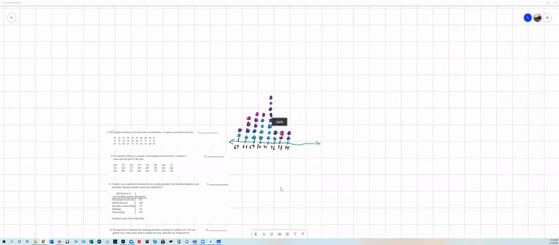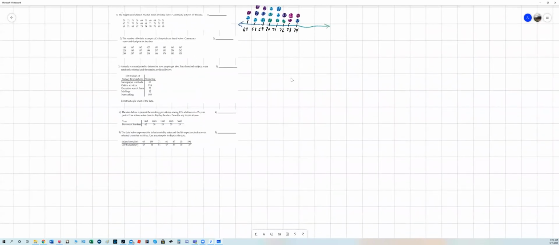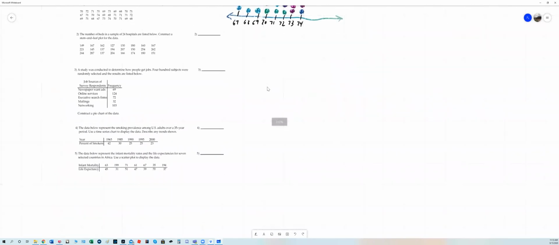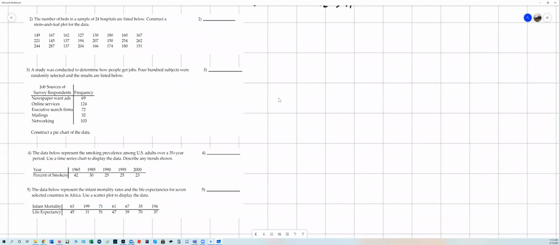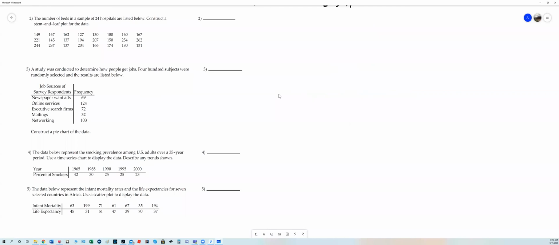All right. Here we go. I'm gonna zoom in now to number 2. I'm gonna go ahead and erase. No, I don't have to erase. I can just do it down. Okay. Stem and leaf plot, guys. Talk to me. What's the smallest number there?